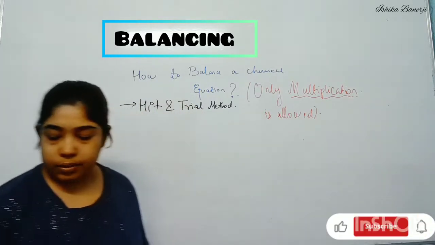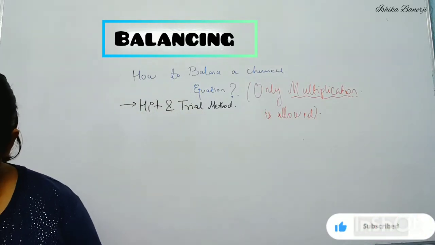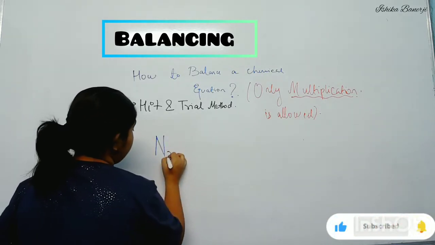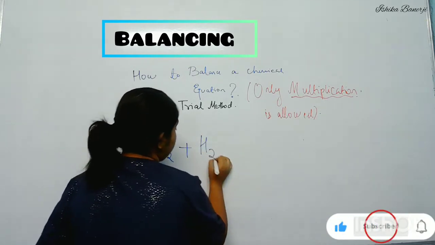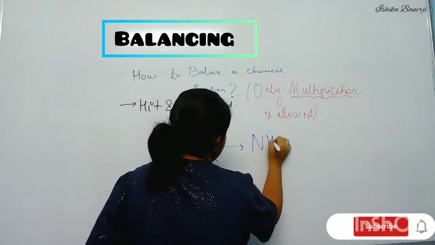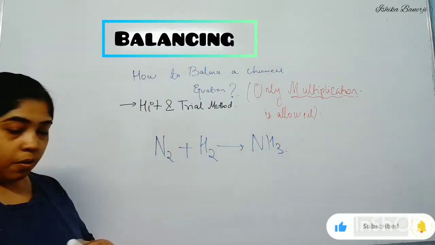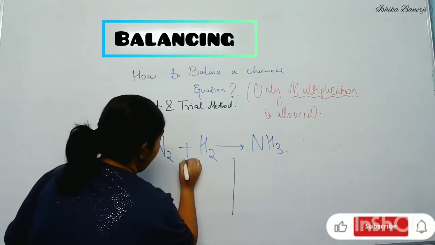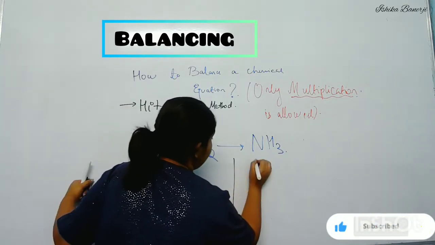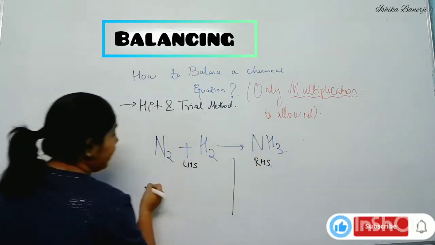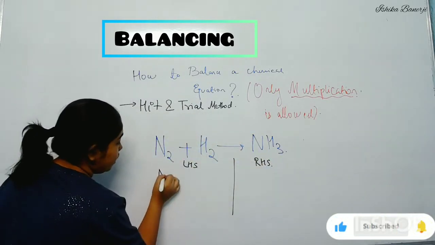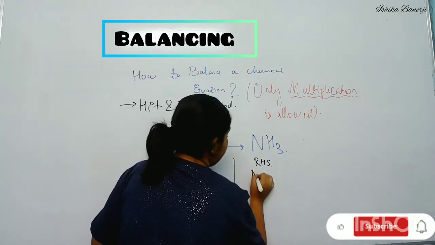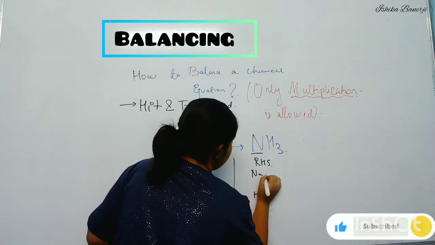Let's take one more equation. N2 plus H2 gives NH3. Suppose this one is given to us. This is the question. Now the first thing I said, please see your point: I said to write the left hand side and right hand side. Good. Next I said to write the elements present. The elements I can see are N and H on the left, and here also N and H are present.